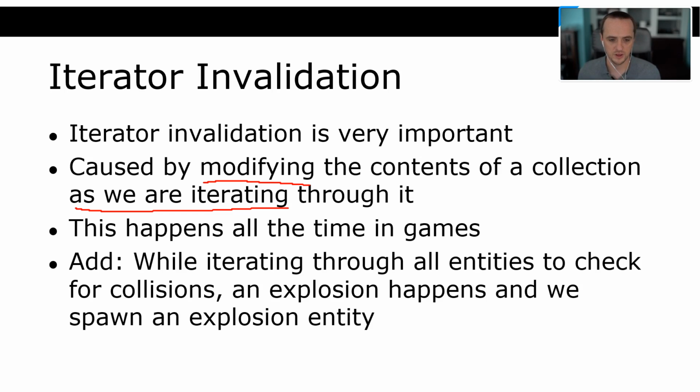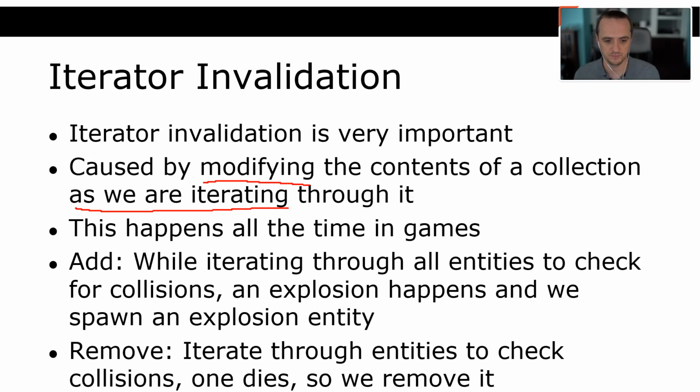Here's an example of adding something while we are iterating through a vector. Let's say we iterate through all of the entities to check for collisions, and we find a collision and an explosion happens. So what we want to do is spawn an explosion entity. What we've just done is, while we're iterating through the entities vector, we create another entity and add it to that same vector.